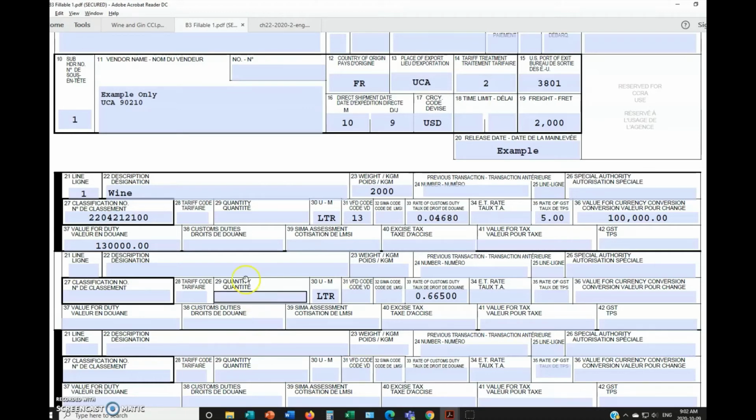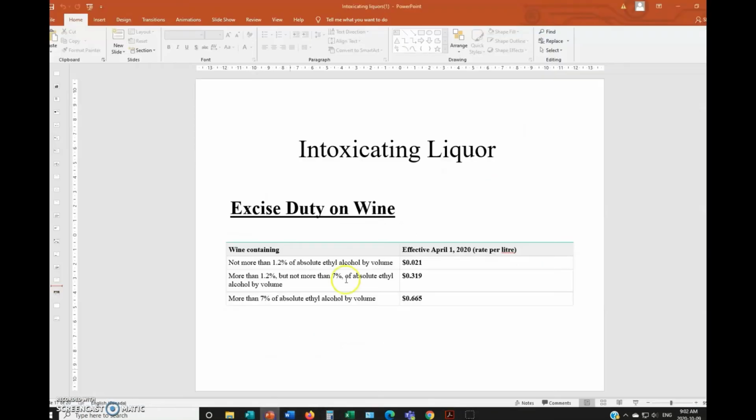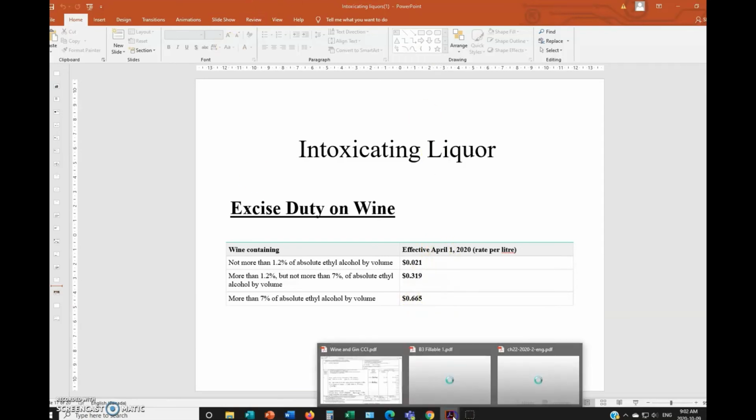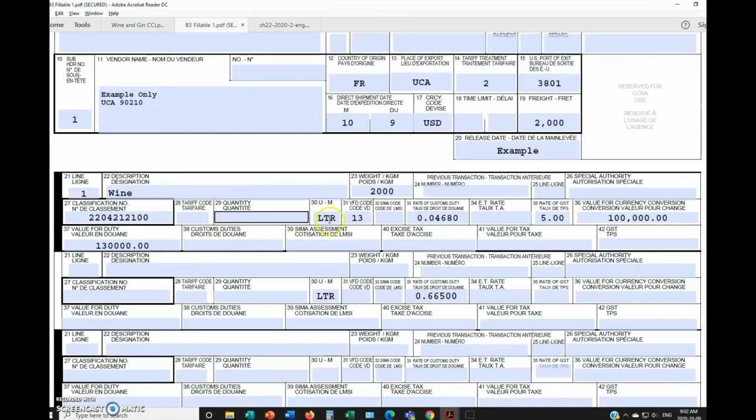So it's going to be 2 lines, again, just like the liquor. The first line is the customs duty. The second line is the excise duty. The only difference between this and a liquor entry is the unit of measure is different. They don't use LPA, they use liters. So this is the rate per liter. So just be careful when you do the B3 that when you're doing the wine, you're doing it per liter.